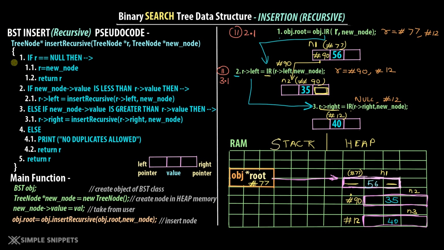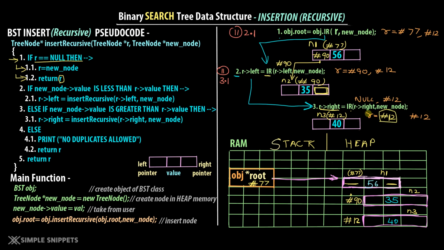In the third function call, the first statement is if R equals null. This time we've passed null, right? So R equals null in the third call, and new node is nothing but hash 12, which is the address of this node N3. Let's say it is N3. Now this condition has become true because R is equal to null. So we will say R equals new node. New node's address is hash 12, so hash 12 will now be stored in R. And after that we have return R.